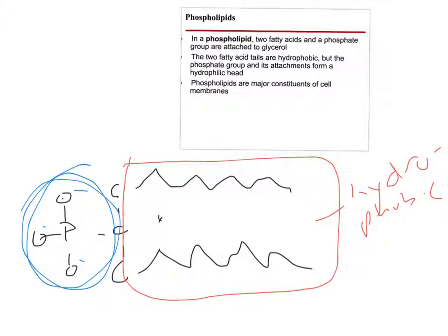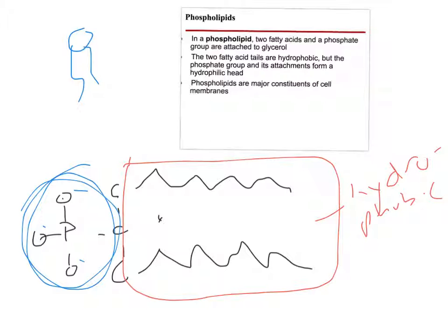So you'll see we kind of draw a phospholipid with a phosphate, a polar phosphate head, and non-polar fatty acid tail. So it kind of looks like, I'll draw it like this usually. Okay?